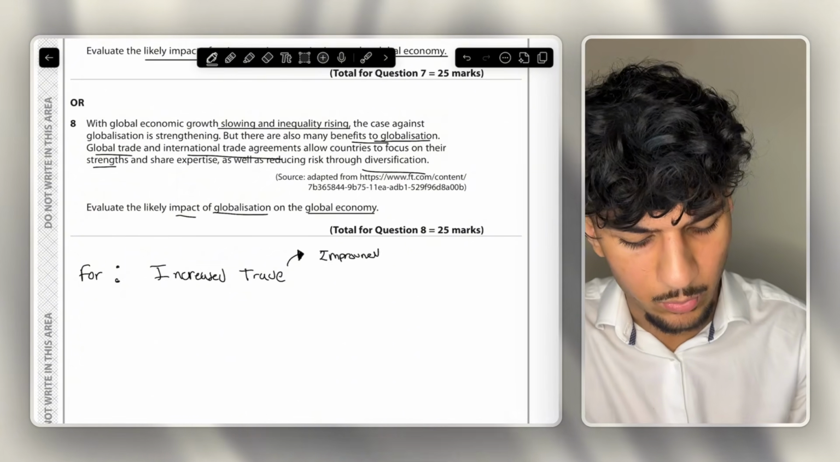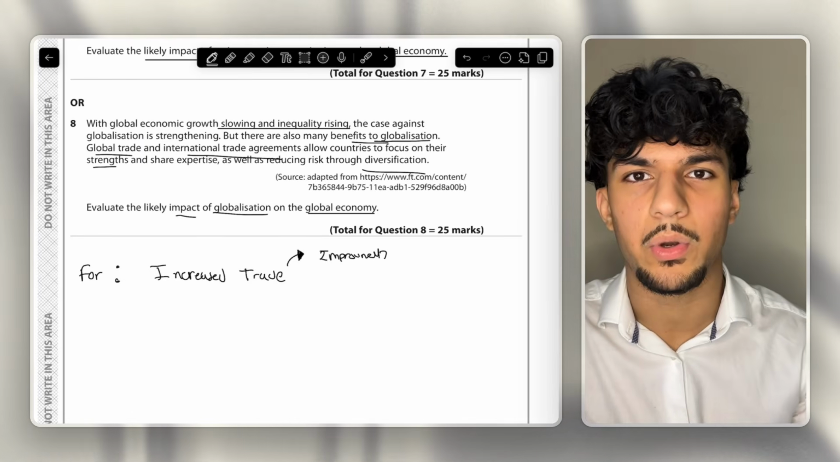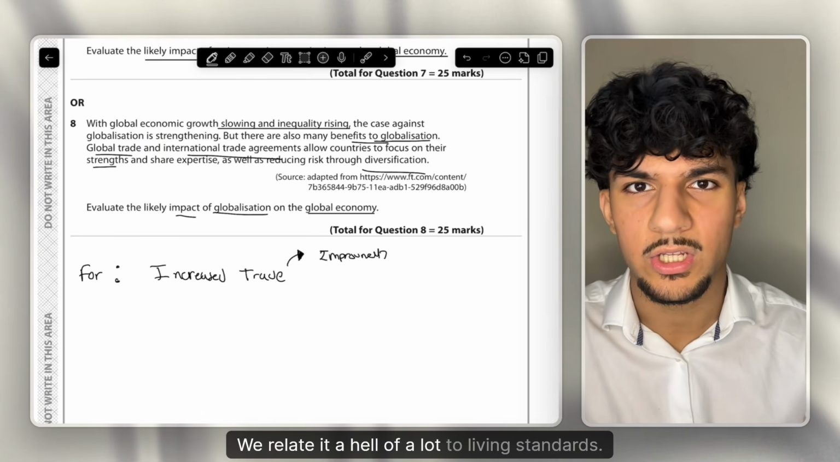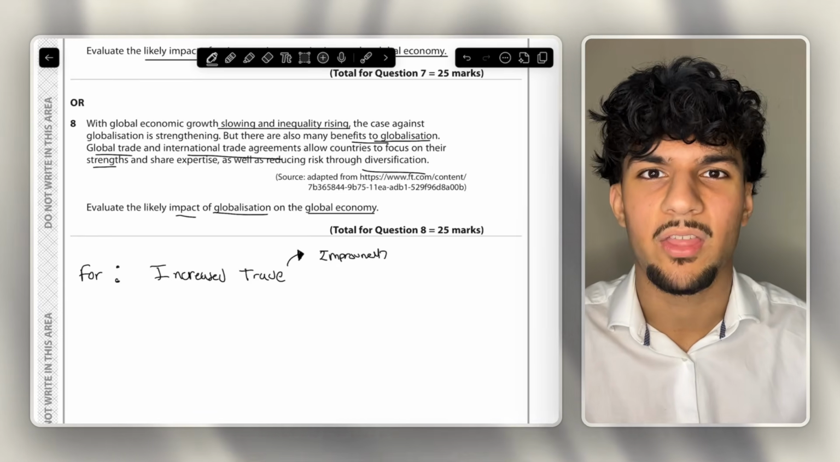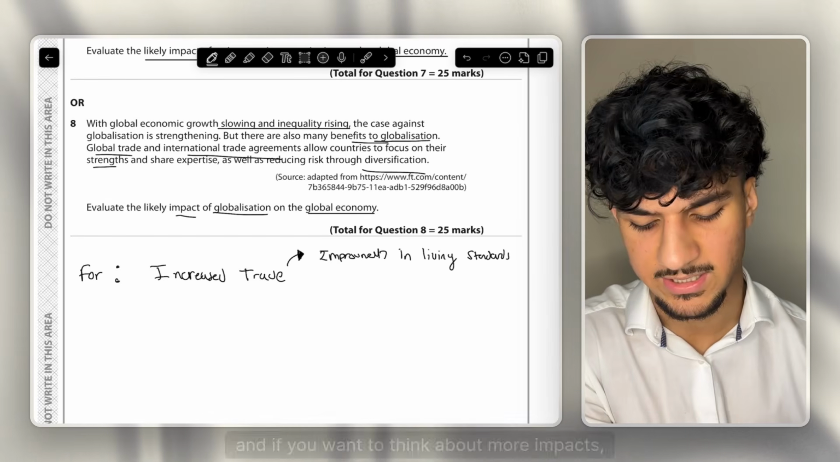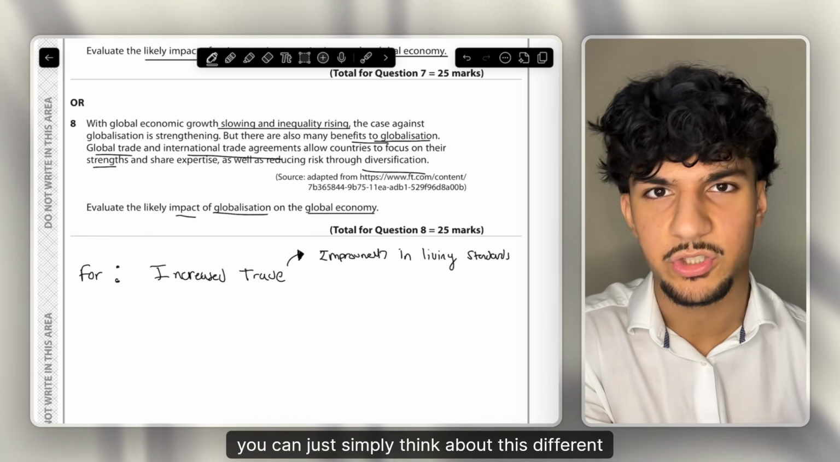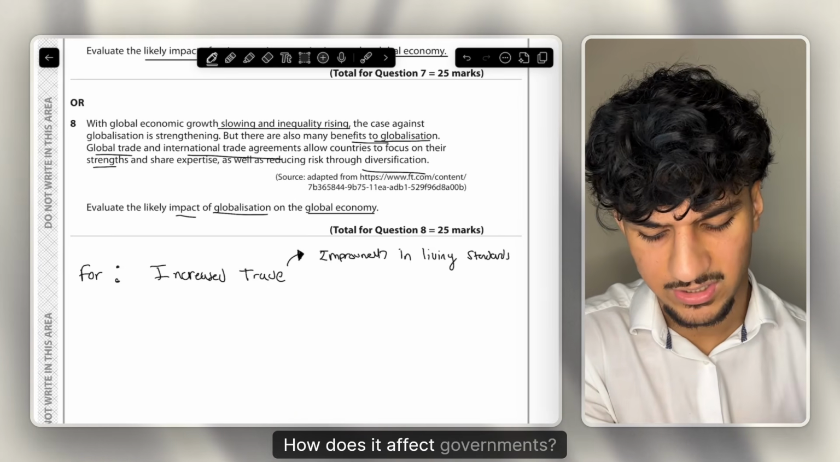And you'll see this a lot. This topic of globalization development, theme 4, we relate it a hell of a lot to living standards, since of course, if you think about it from a human perspective, that is one of the biggest things that matters. And if you want to think about more impacts here, you can just simply think about the different stakeholders in the economy. How does it affect consumers? How does it affect firms? How does it affect governments?